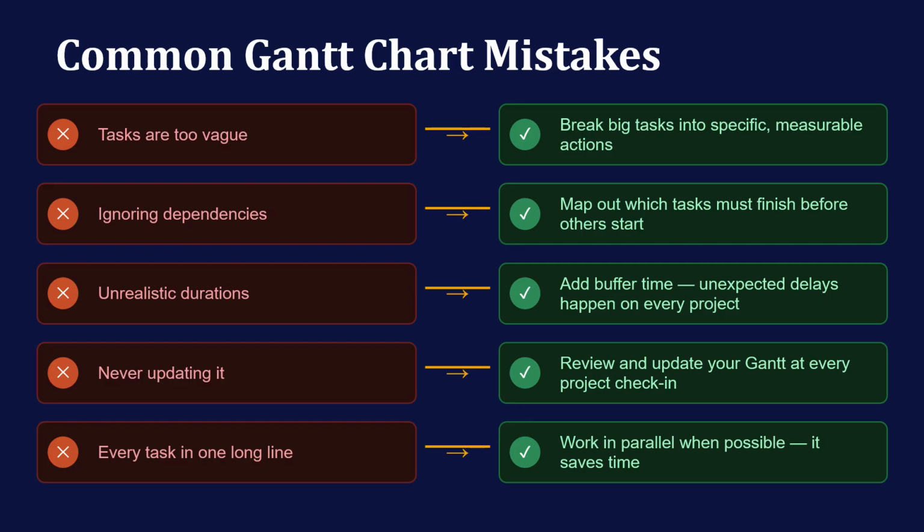So some common Gantt chart mistakes. When you don't spend the time fully fleshing out your bill of materials, the things that you know you need, your ingredients, your tasks will become too vague. So you want to break big tasks into specific measurable actions.